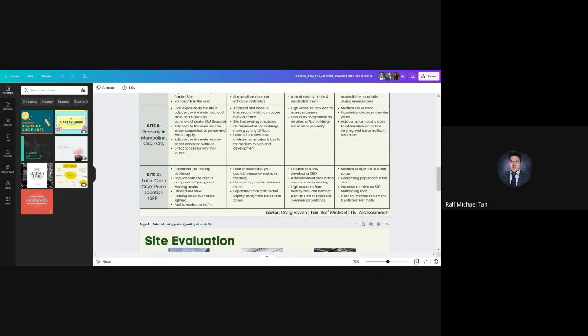And for its weaknesses, it is not easily accessible as it is far from the main city, and there are no existing commuting routes in the area, and it's far from the common residential zones. For its opportunities, it is located in a new developing CBD and close to an existing CBD, which is SMC side. And lastly, for the threats, there is a high risk of hazards such as storm surges.